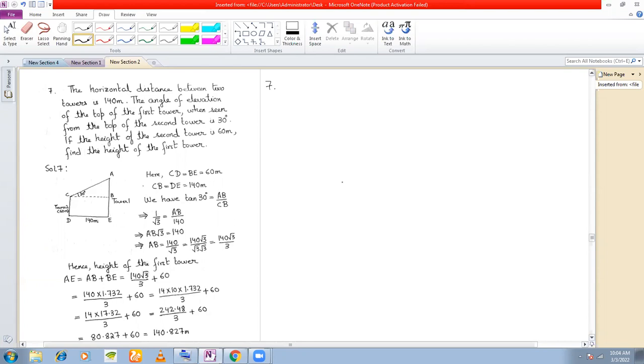So if you see, there are two towers, they are at a distance of 140 meters apart. Now the question is, which one is the taller tower? Which the taller tower means, if you see, it is given here the angle of elevation of the top of the first tower. That means the first tower is the higher tower. That means when I'm drawing the figure, I will have this as the taller tower and this as the shorter tower, and this will be my ground level, right?